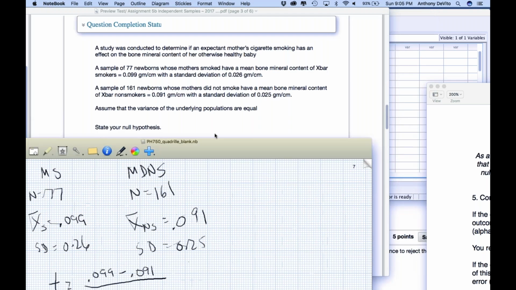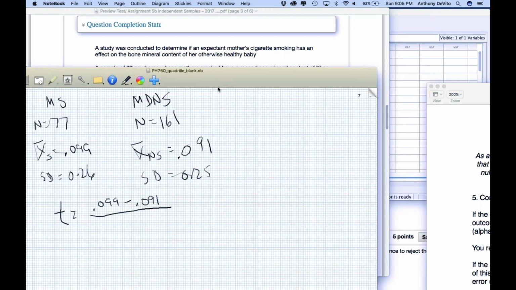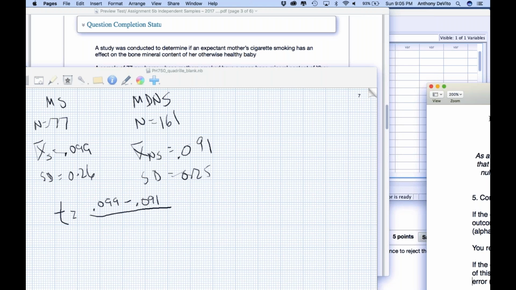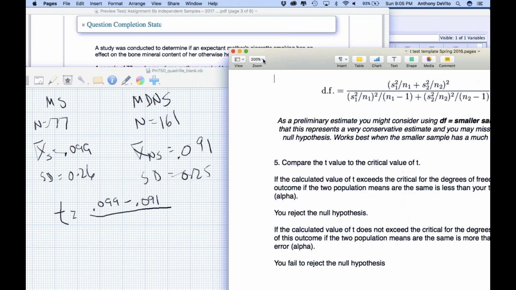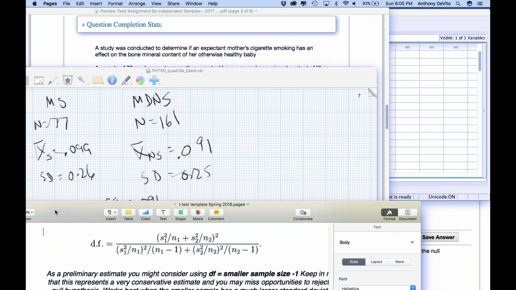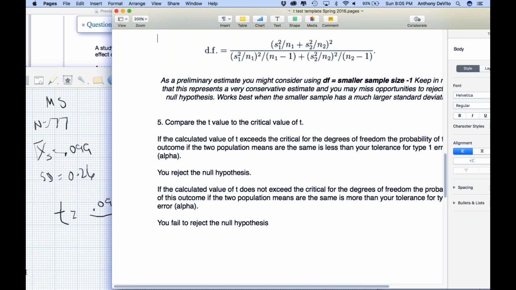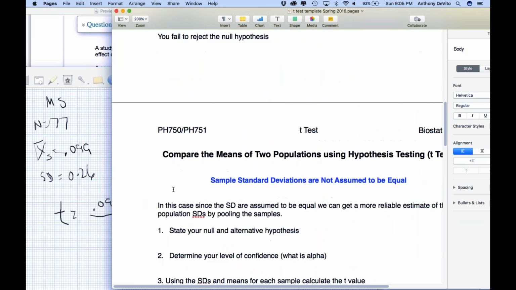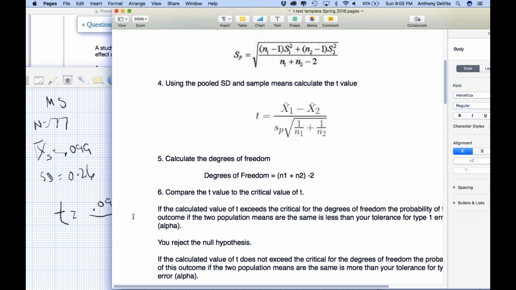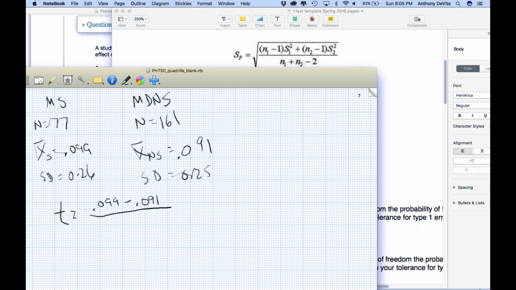Now it's going to be the complicated part, right? Because if I go back to our formula, since the variances are equal, I have to get a weighted standard deviation. So let me see if I can get the formula out here. Oops, I got the wrong page there. Okay, there's my pooled standard deviation.